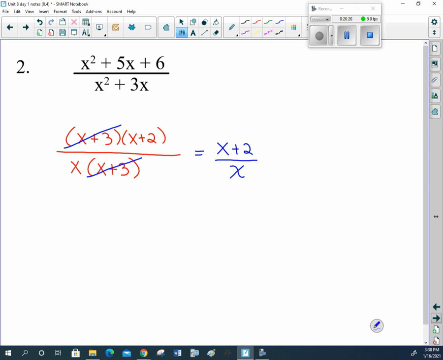And once again, are we allowed to cross this out like that? No, we are not. This x has to divide, this kind of looks like that triangle we talked about earlier. It has to divide into both pieces, not just the x. So we have to leave it x plus 2 over x.